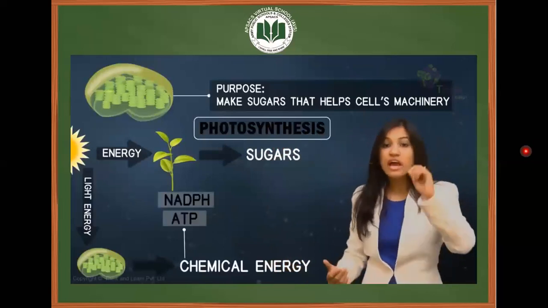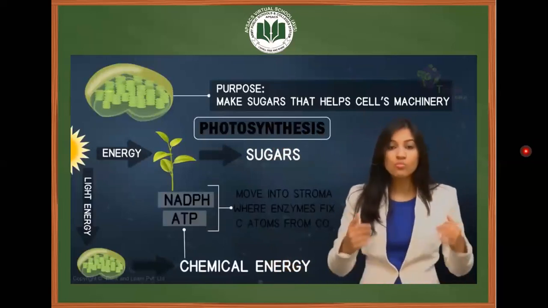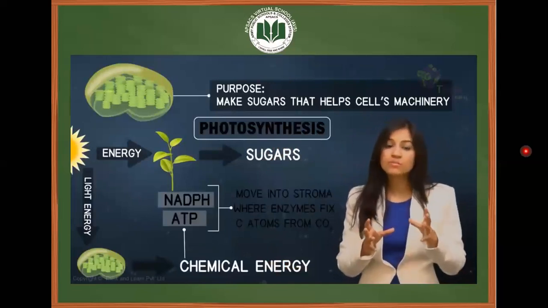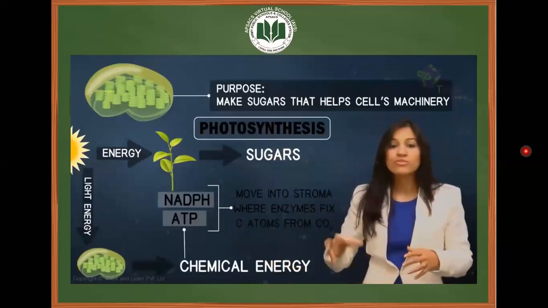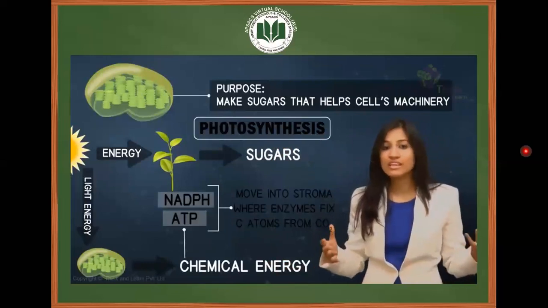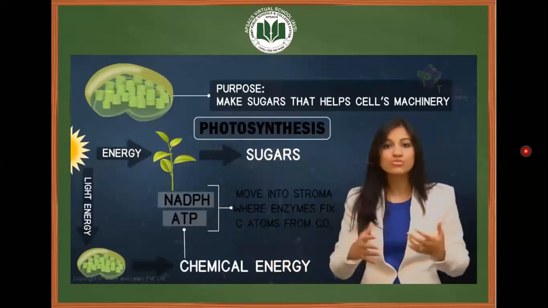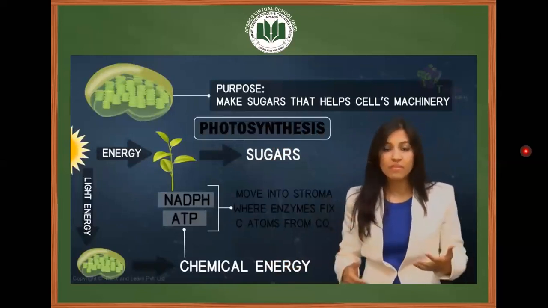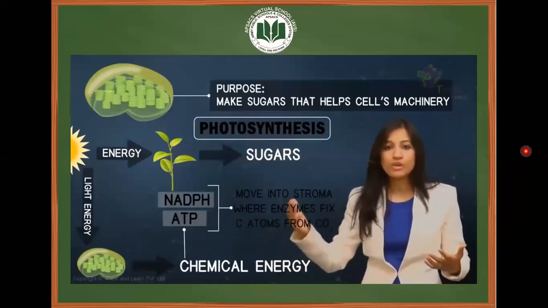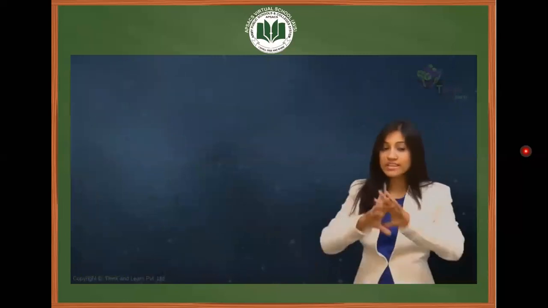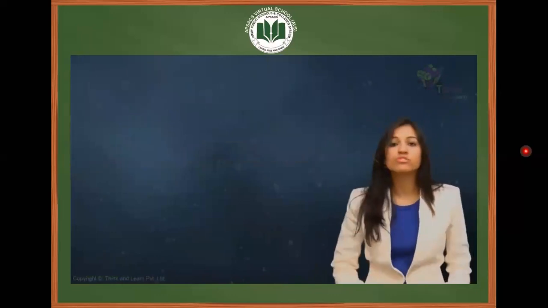Now, these energy-rich compounds move into the stroma where the enzymes fix the carbon atoms from carbon dioxide. The molecular reactions eventually create sugar and oxygen. Plants and animals then use the sugars for food and energy, and animals also breathe the oxygen that is released. Okay, so I hope it's really clear in case you did not know how photosynthesis happens.